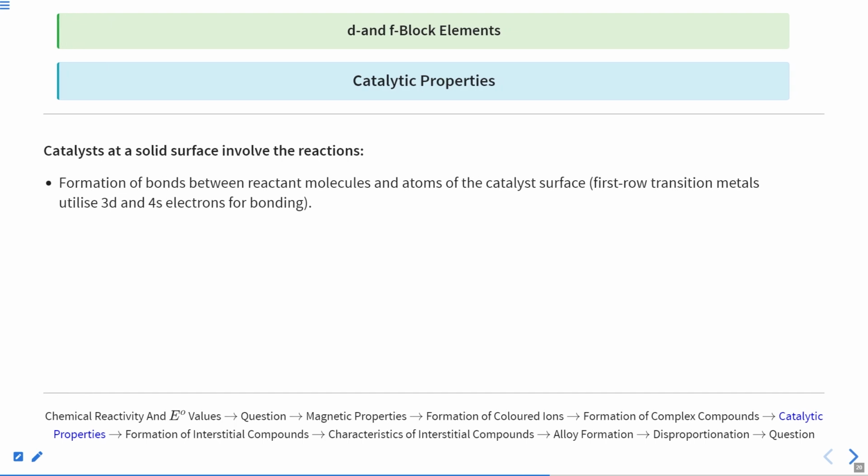Now, formation of bonds between the reactant molecule and the atoms of the catalyst surface. Catalysis at a solid surface involves the reaction. So, what do you mean by this? Whenever it is used, it is mostly a metal surface, for what?